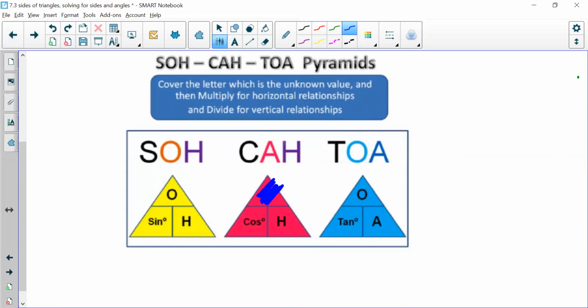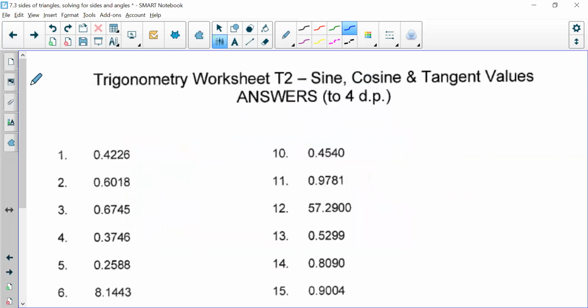So if I'm solving for A, what am I going to do with cosine and H? What's this formula going to look like? Are you adding? Well, it's either multiplying. Good. Multiply cosine times hypotenuse. So cosine of my angle times hypotenuse.